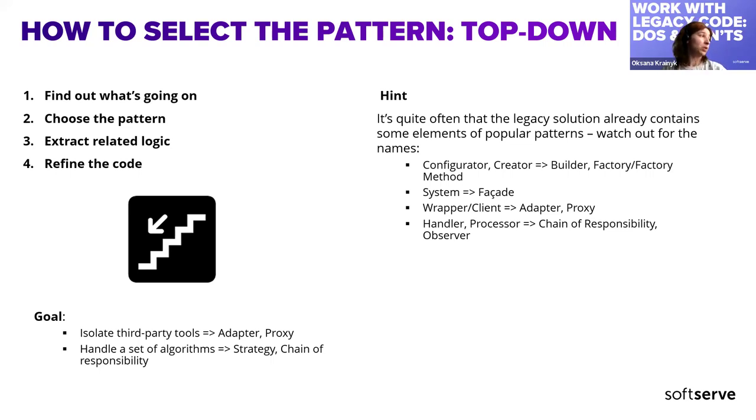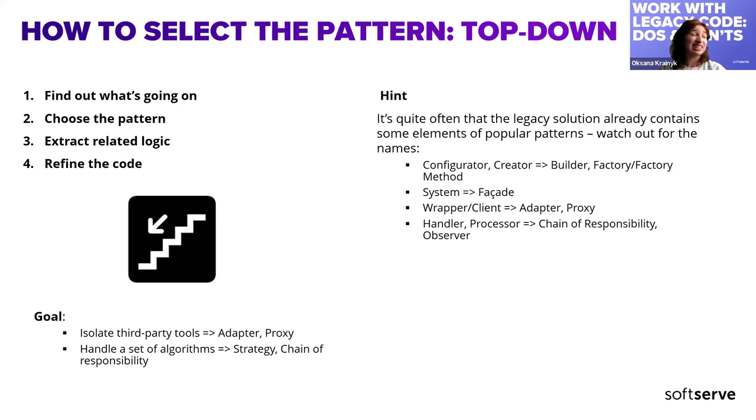So we select the pattern, we extract the related logic, and we refine the code. Please note that in this legacy solution, the boundaries of the pattern may not be as clear cut as we would expect them to be in new solutions. It's okay. Here with legacy code, we expect the pattern to be a concept, not the exact correspondent to the diagrams we see in the pattern explanation section. So if the goal is clear, we are good to go. And while working with a legacy solution, please pay attention to the names of the classes and methods you're working with. Why? Because it's quite likely that in a legacy solution, we already have a fully or partially implemented pattern, again, with boundaries that are not that crisp.